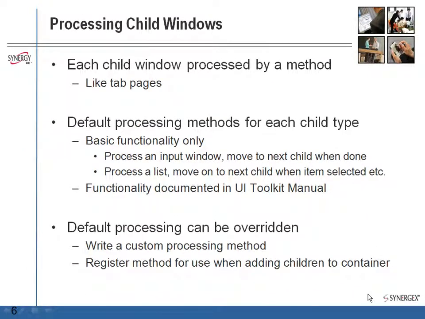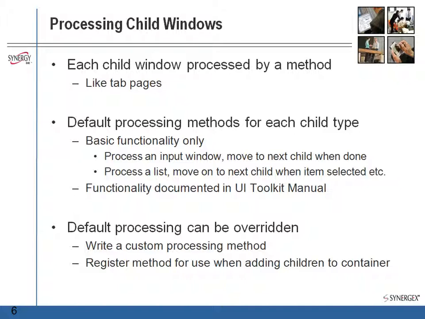As with tab set processing, each child in a composite container is processed by a specific named method, which you specify at the point where you add the child to the container. In the case of composite windows, however, UI Toolkit provides a default implementation of these methods for each supported type of child window. These methods only provide fairly basic functionality, but in some cases they will be functional enough so that you don't have to write each method yourself. We'll discuss what each of the default processing methods does shortly, and the functionality of these default methods is documented in the UI Toolkit manual.